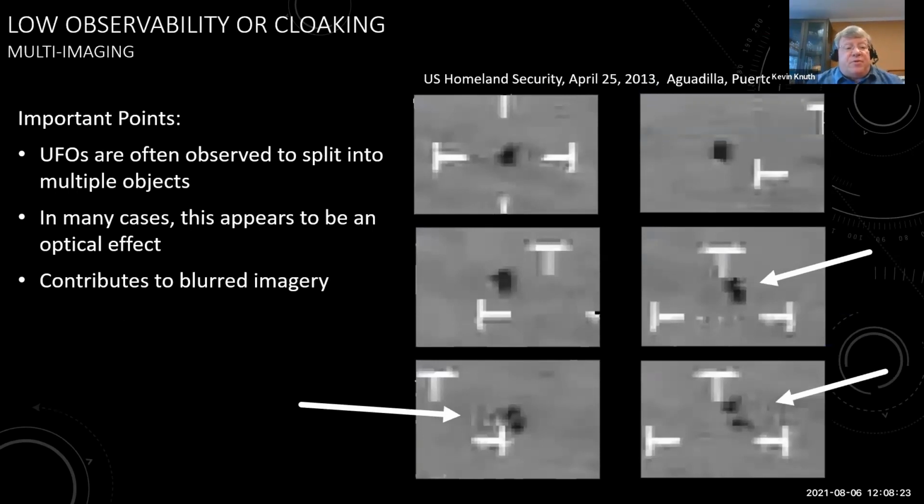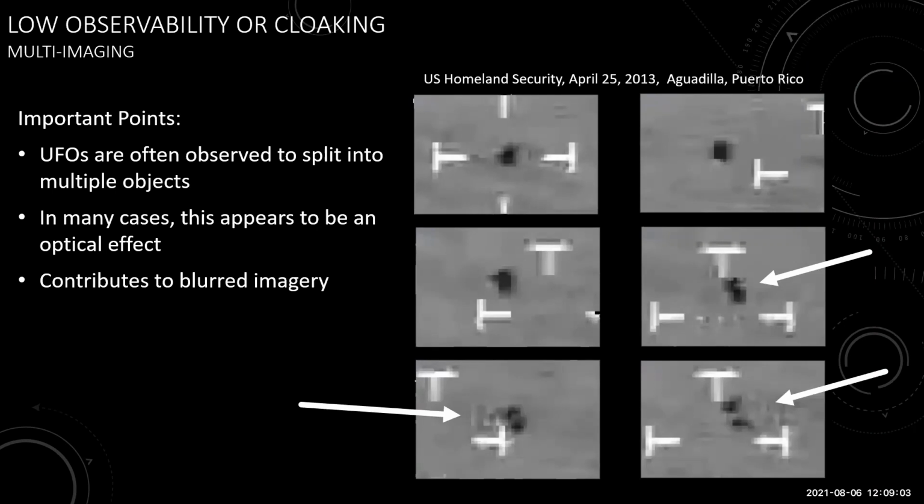And back to low observability and cloaking. In addition to fading away and disappearing, changing size, these objects often appear to split into multiple objects. So you can see in the sequence of imagery that I got from the Aguadilla video, down by the bottom, it appears that you actually have two objects. In some cases this can happen very rapidly, in multiple images a second, so the object can look blurry. This also contributes to blurred photographs. And so if you take photographs, you want to photograph at a very high speed.